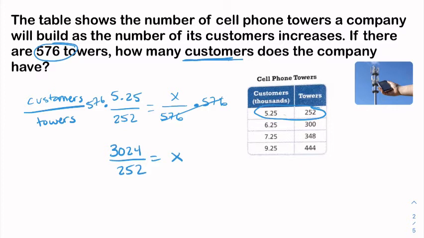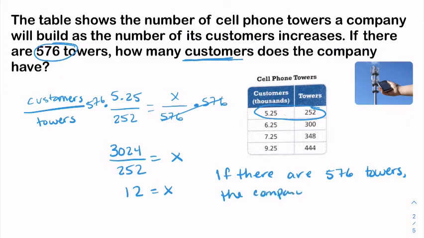My last step is going to be to simplify the left side. 3,024 divided by 252 is 12. And that's my value of x. If there are 576 towers, the company has 12,000, because remember, we're talking customers in thousands. So 12,000 customers.